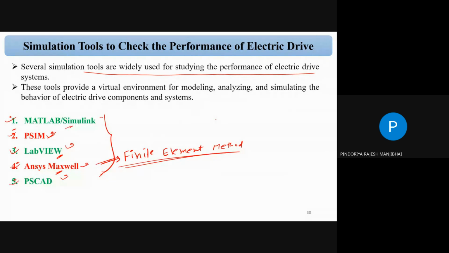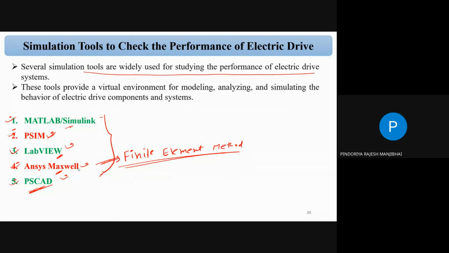Correct? So that is ANSYS. And PSCAD, again for the power system. PSCAD full form, power system computer aided design, I think, sir. Maybe. So this finite element method, I have encountered this several times. What does this actually mean, sir?